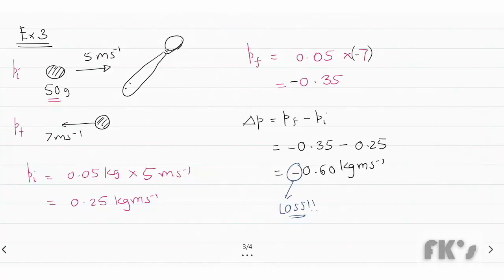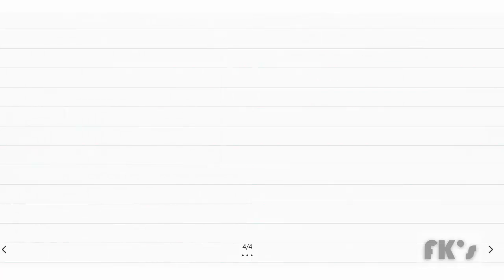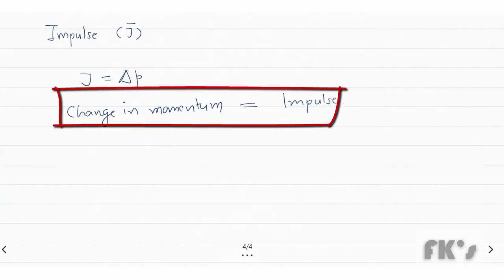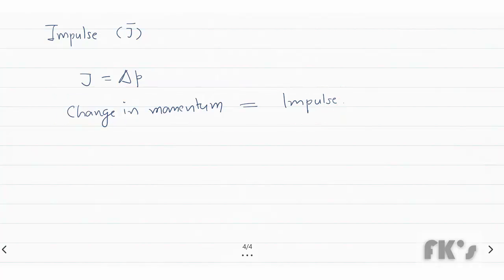Now I need to introduce something new, and that term is impulse, and it is represented by J. J is a vector quantity like momentum. J is nothing but the change in momentum. So I can write change in momentum is equal to impulse. Whether you call it change in momentum or impulse, they both mean the same thing.